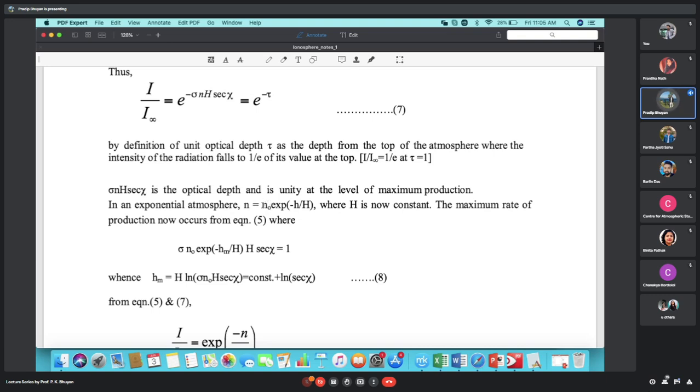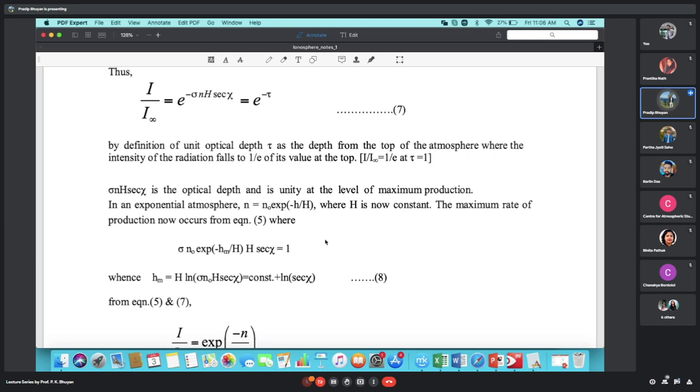You can consider, say, at the height of maximum, N naught is equal to 10 to the power 6. Fix 10 to the power 6. Then from that you can have the amount of those species, either atoms or molecules, at different heights. You can just put this equation, and N is equal to N naught exponential h can give you a parabolic kind of shape. I will show you when I reach that production term again, that this is an exponentially varying atmosphere.